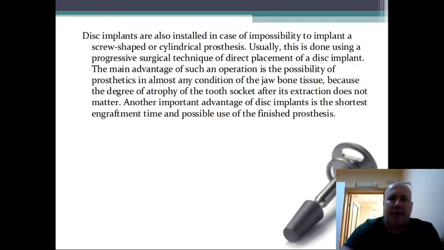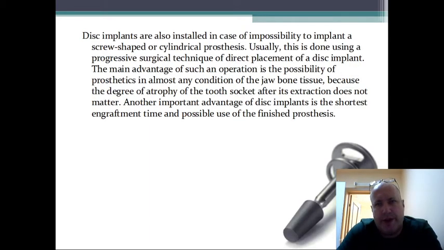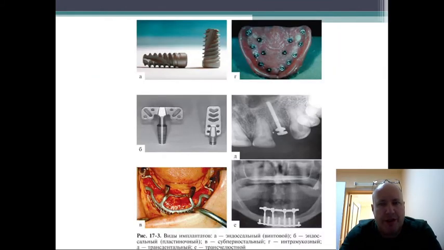Disc implants. Disc implants are also installed in the case of impossibility to implant screw-shaped and cylindrical processes. Usually this is done using a progressive surgical technique of direct placement of a disc implant. The main advantage of such an operation is the possibility of prosthetics in almost any condition of the jawbone tissue. Here you can see different types of implants.